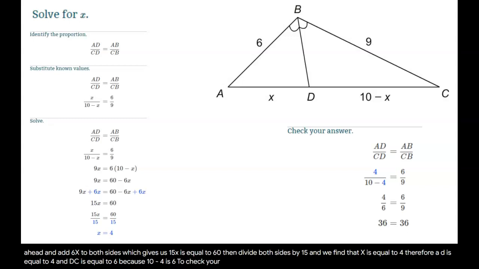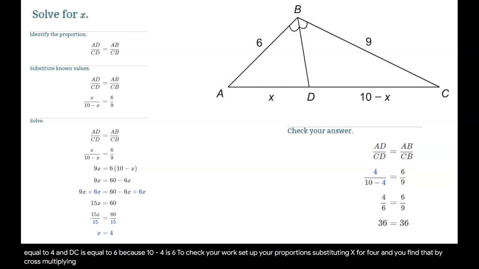To check your work, set up your proportions, substituting x for 4, and you find that by cross multiplying, both proportions are equal to 36.